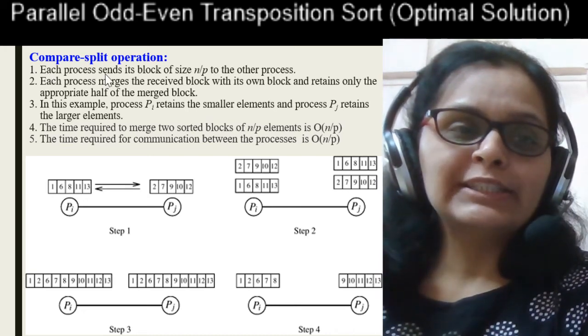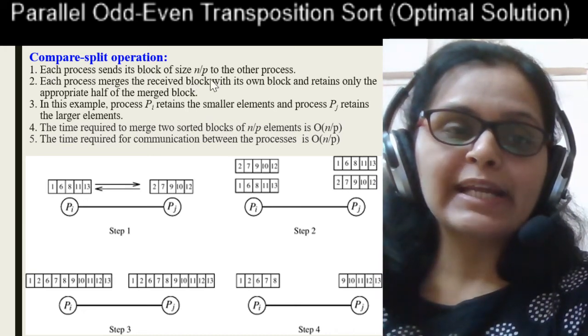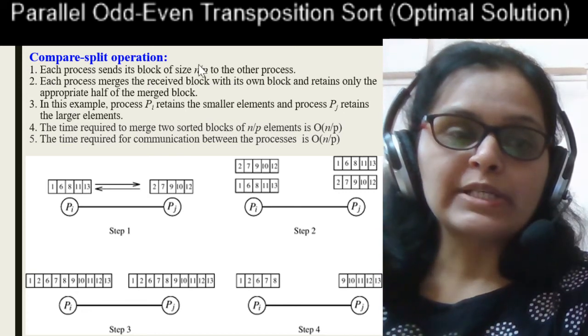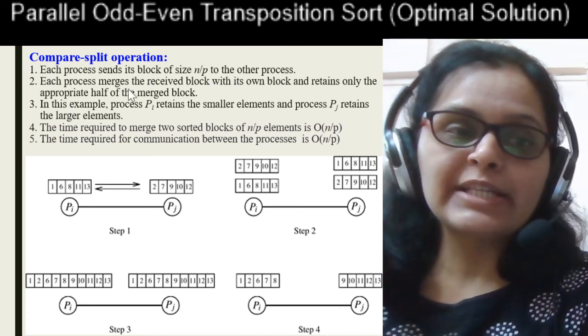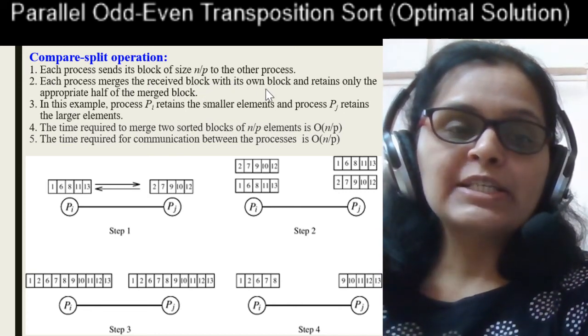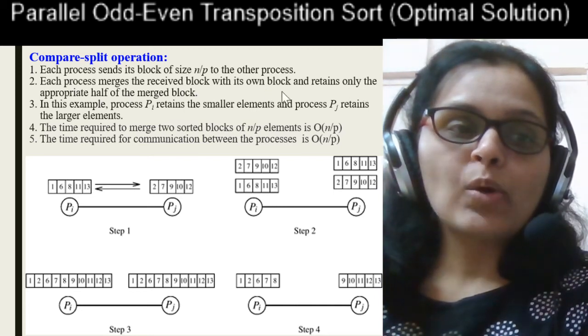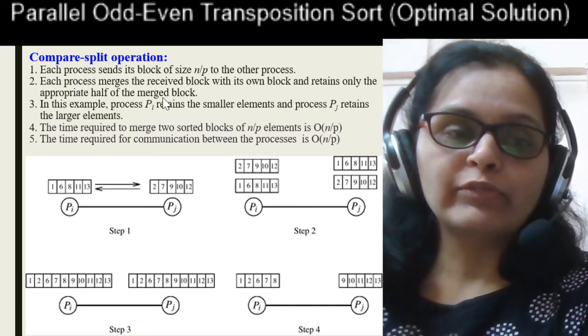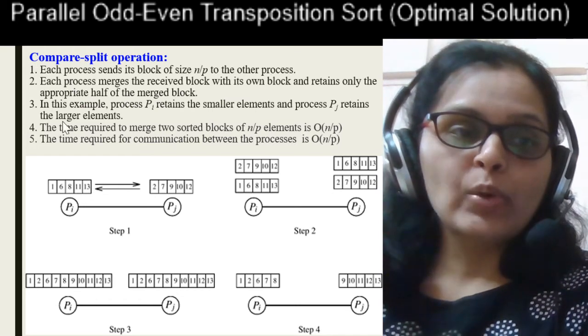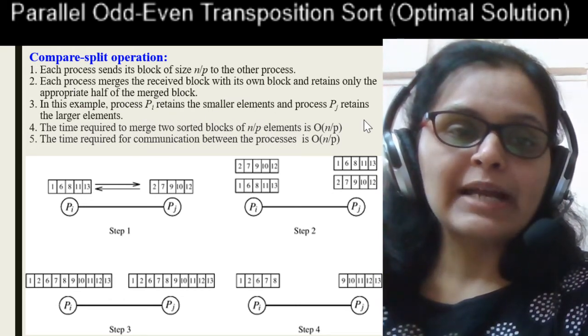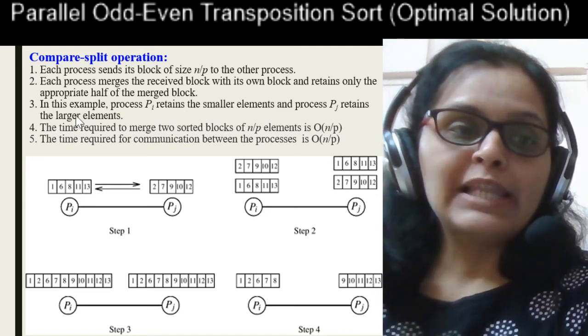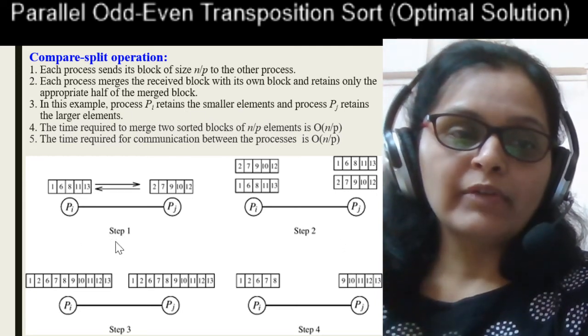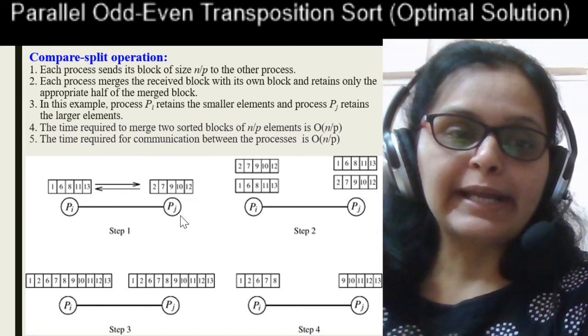Each process sends its block of size n by p to the other process. Next, each process merges the received block with its own block and retains only the appropriate half of the merged block. So in this example, process Pi retains the smaller elements and process Pj retains the larger elements. How, we will see with the help of this simple diagram.